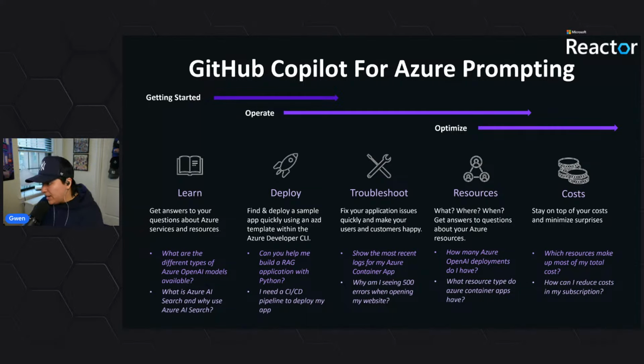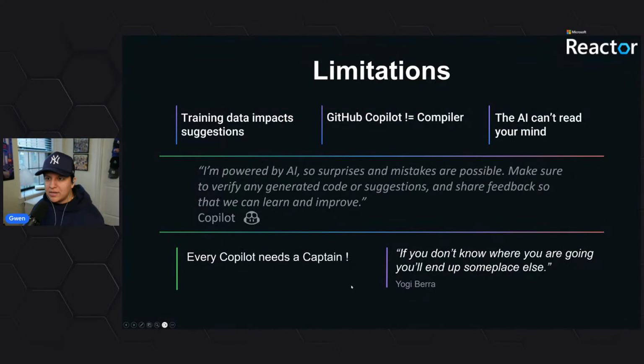All right. Now, before, well, I guess I could pull up limitations. This is good. Training data impacts suggestions. So if you have, for example, a deployment with one of the newer Azure services, because there is less documentation, there are fewer examples for it to leverage to understand what you're trying to get at. That's going to have an impact, right?